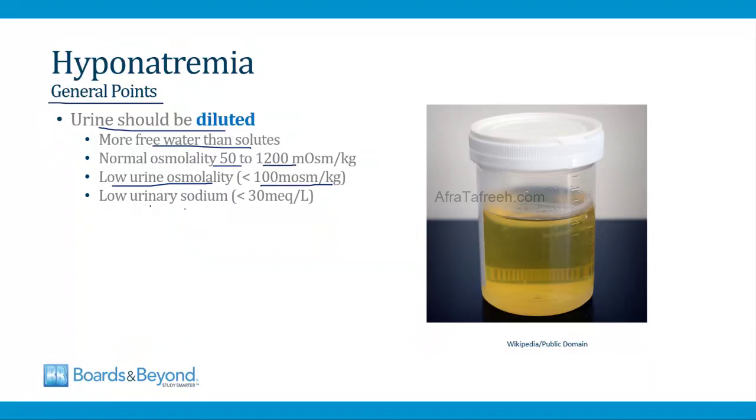In addition, the urinary sodium should also be low in the setting of hyponatremia. Once again, this is because the kidneys are trying to dilute the urine and maximally excrete free water, so you should get a very low value for urinary sodium, and a low urinary sodium is generally considered less than 30 milliequivalents per liter in the urine.